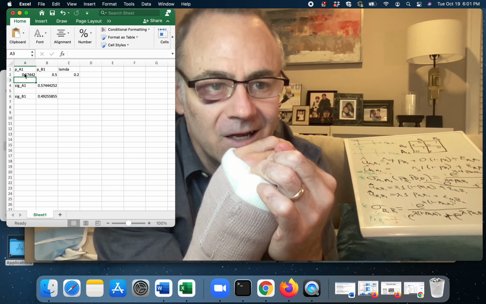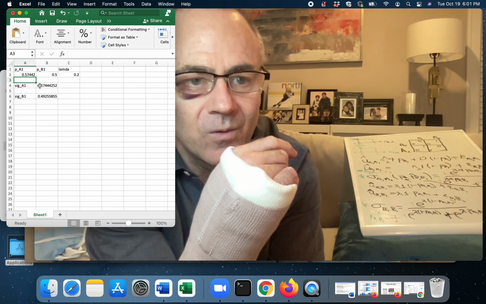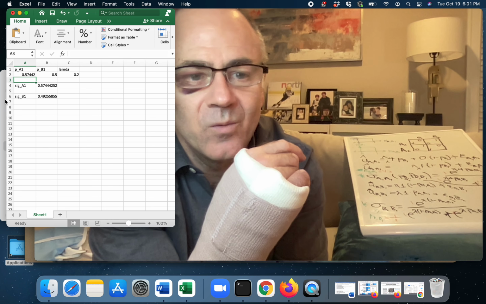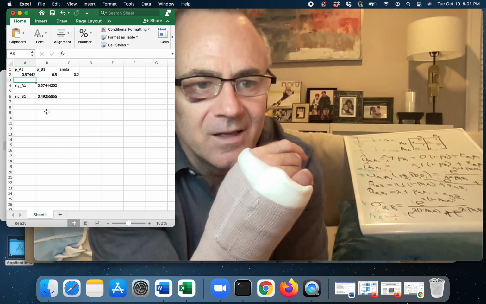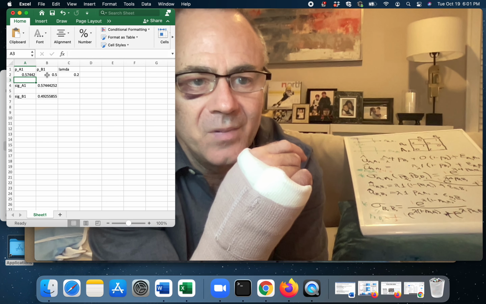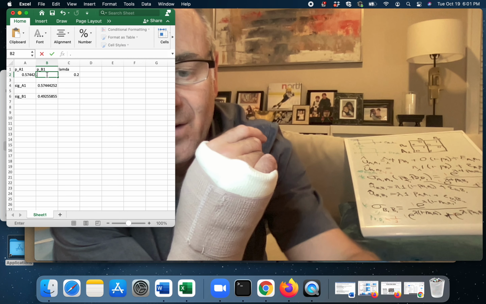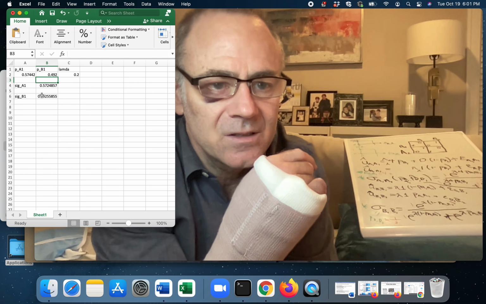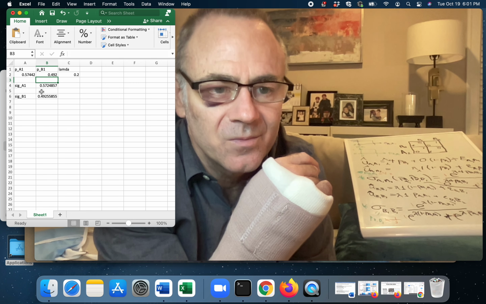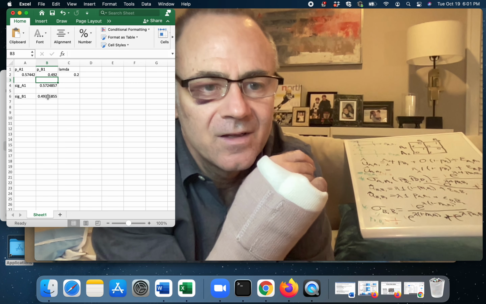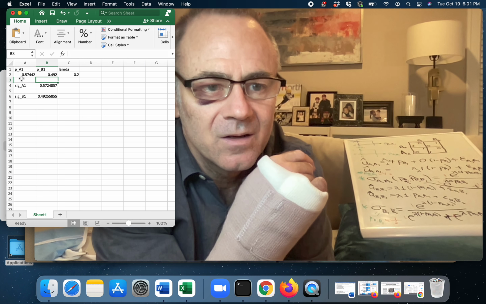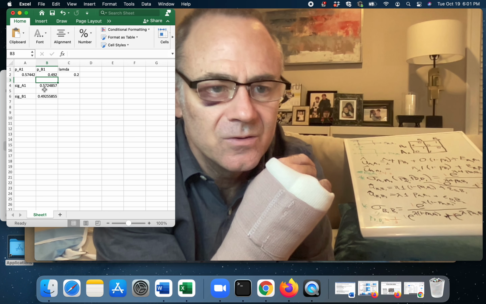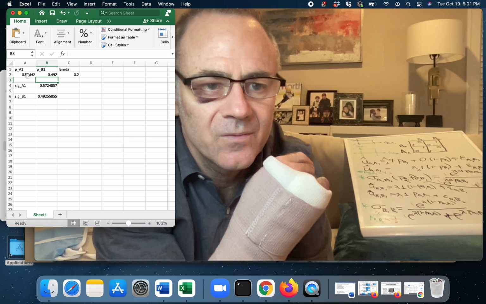Okay, so we get closer. A1 equals sigma A1, but now B1 is not quite right. So let's try B1 at 0.4992. Let's see what happens. Okay, yeah, we're getting closer. 0.4925 should be sigma B1. Sigma A1 is 0.5724. Okay, didn't quite get it right.